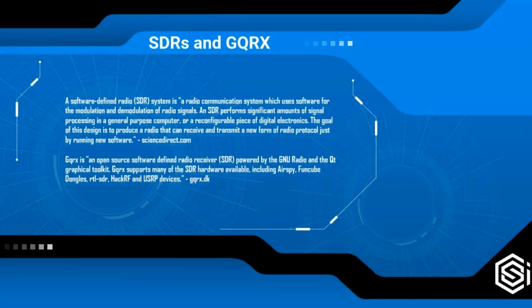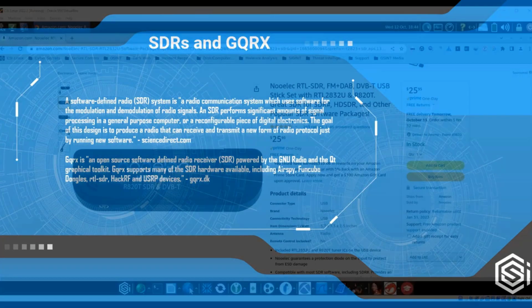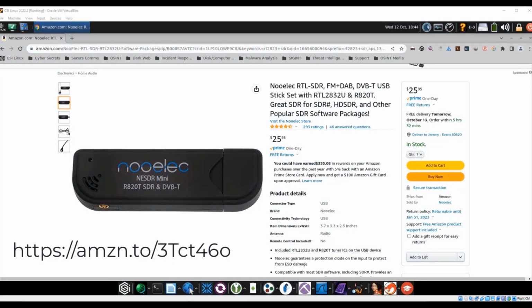We're going to cover SDRs and GQRX. ScienceDirect.com defines software-defined radios, or SDR systems, as a radio communication system which uses software for the modulation and demodulation of radio signals. GQRX is an open-source software-defined radio receiver. So now let's test the radio.